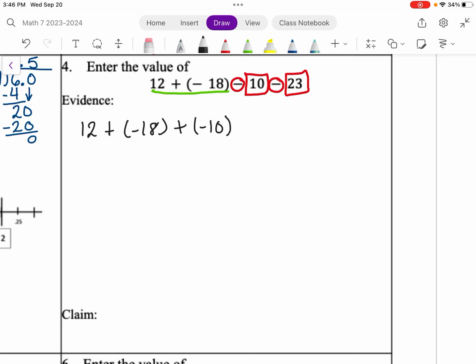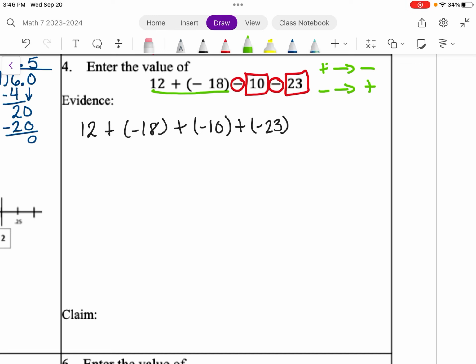Again, we have a subtraction sign, a minus sign, so we need to make it into an addition sign, or a plus sign. And again, we have a positive 23, meaning that we need to change it to a negative 23. Again, I'll put a side note over here. Positive turns into a negative. Negative turns into a positive.